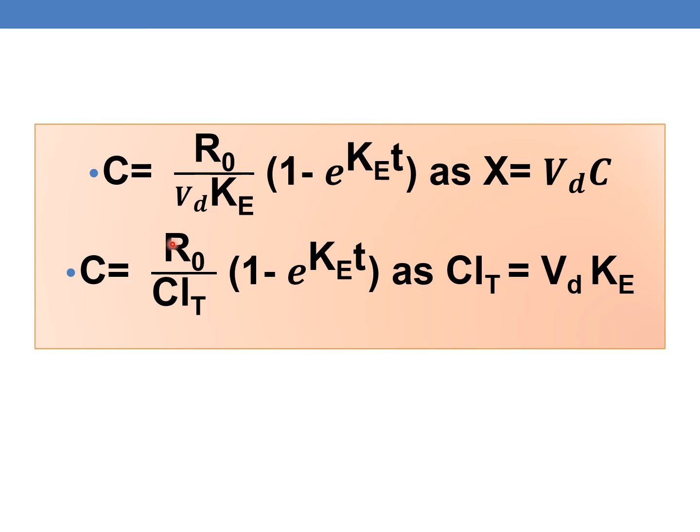And we also know that volume of distribution times elimination rate constant is total clearance. So C can also be written as C = R0/CLT (1 - e^(-Ket)), because total clearance is equal to volume of distribution times Ke. So these two equations are important.